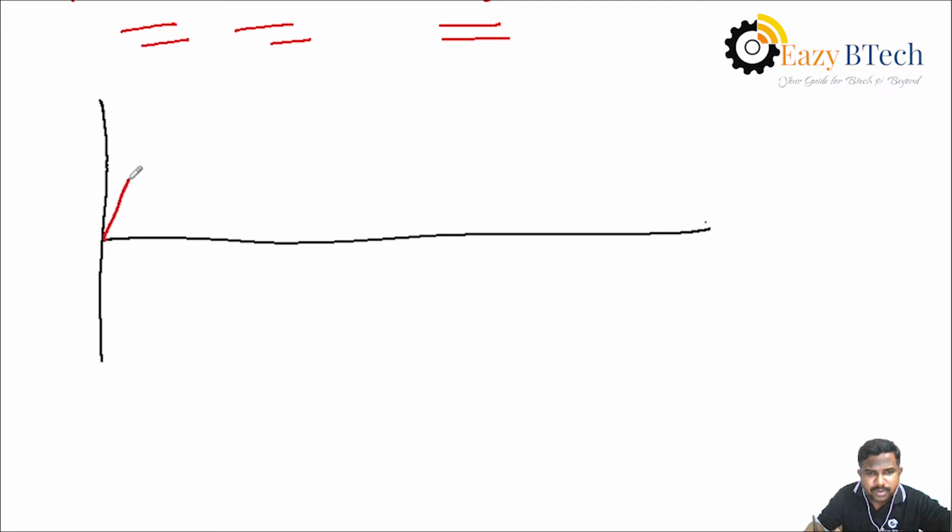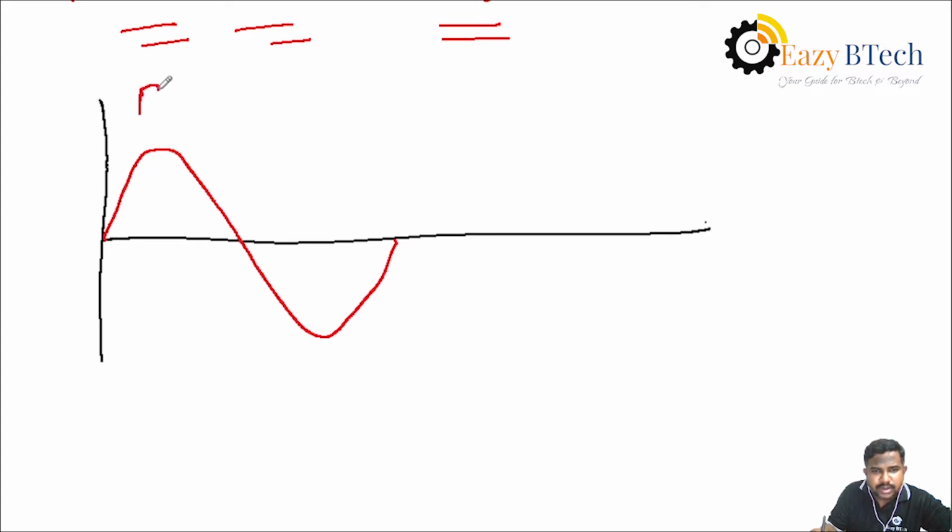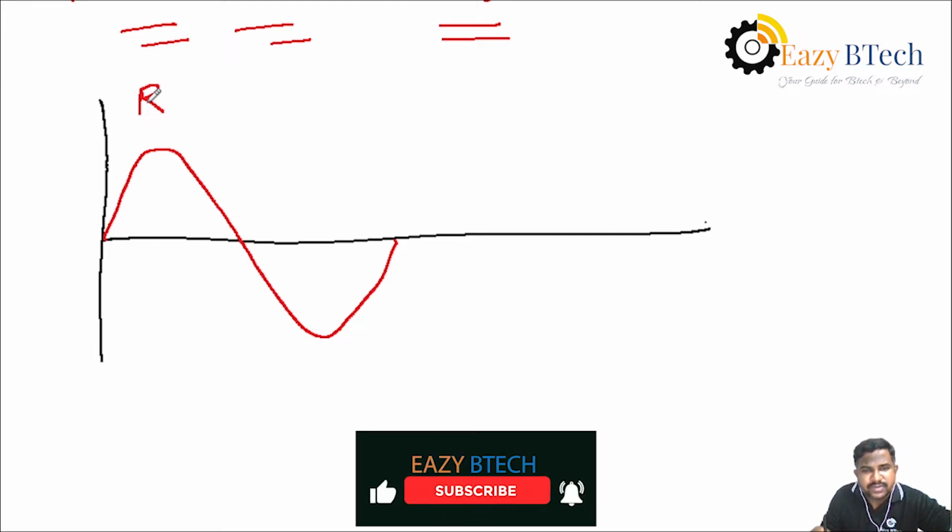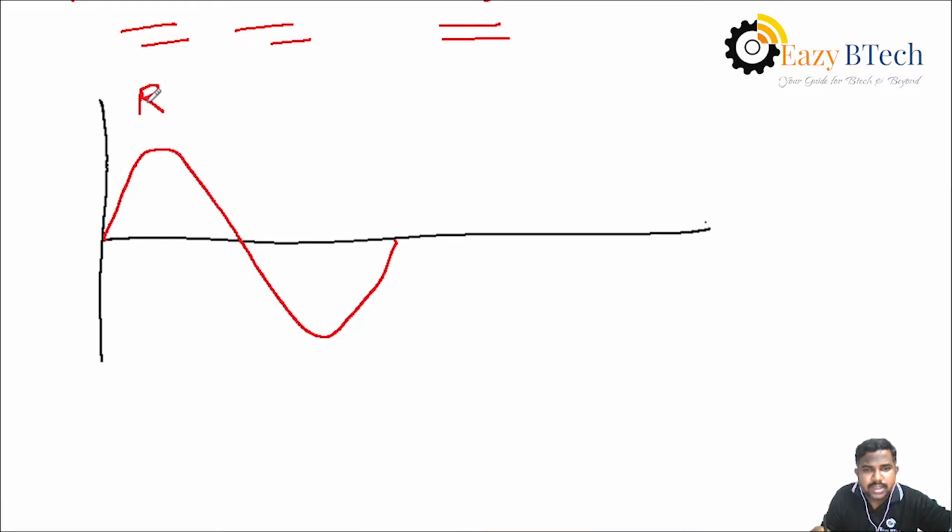The first waveform will be starting from 0. This is called, you can represent with letter R. Why? Because red. Practically the three-phase lines or the three-phase waveforms you can represent with letters R, Y, B, red, yellow, and blue. Like that, I am writing in three colors.